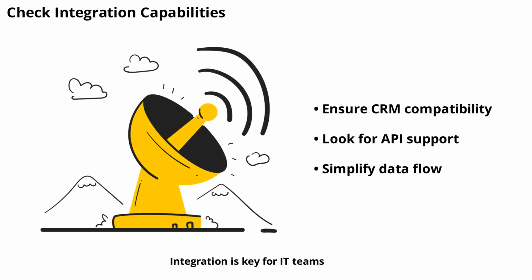Integration is key for IT teams. Your marketing automation software should seamlessly connect with your existing tech stack, including CRM systems, email platforms, and analytics tools. Evaluate each solution's integration capabilities and look for pre-built connectors or robust APIs. Smooth integration reduces manual work, ensures data consistency, and enhances overall efficiency.